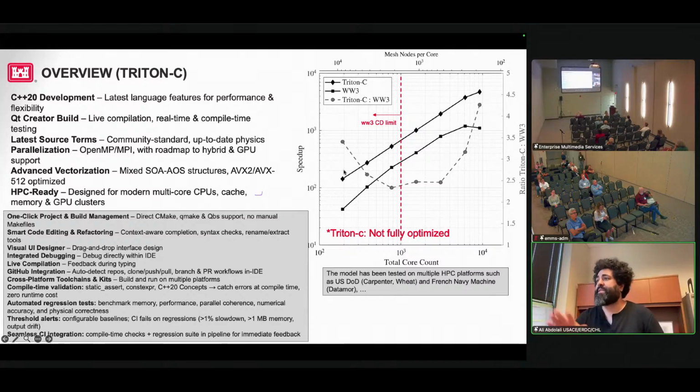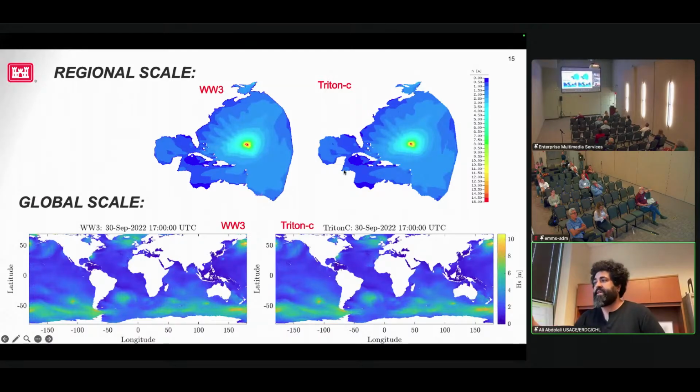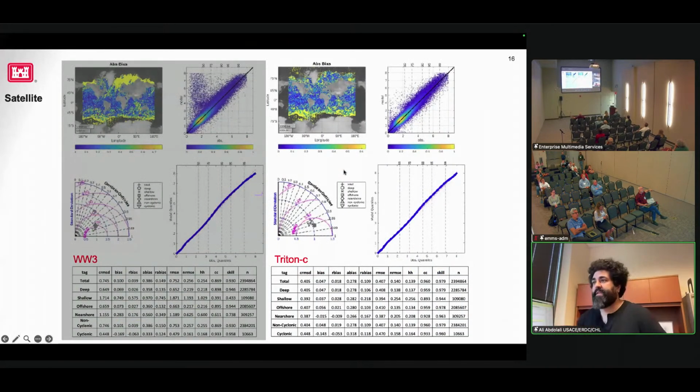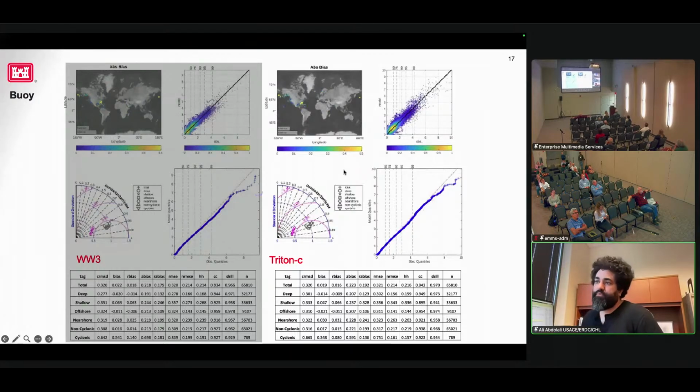As I said, we implemented on-the-fly regression testing during compilation for all of the physics that we have implemented, and we are planning for the GPU implementation. This is a side-by-side comparison between the regional case, WaveWatch and Triton. You can see still the GSE because we didn't activate the GSE correction. And in the lower panel, you can see the global scale application. And then in terms of validation, the left-hand side is WaveWatch. The right-hand side is Triton. Without any optimization, you can see Triton is doing way better, especially in higher latitudes. And for the NDBC stationary buoys, Triton is also doing better. All of the statistical metrics are in the presentation, and you can take a look at them later on.